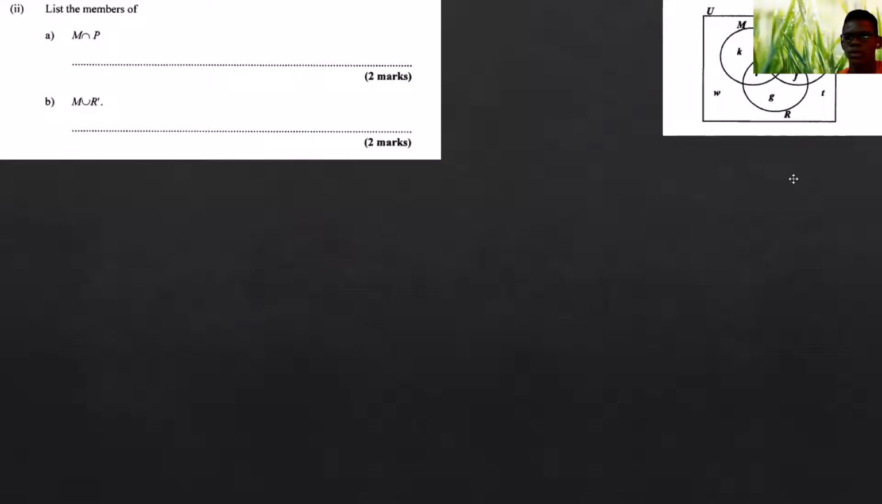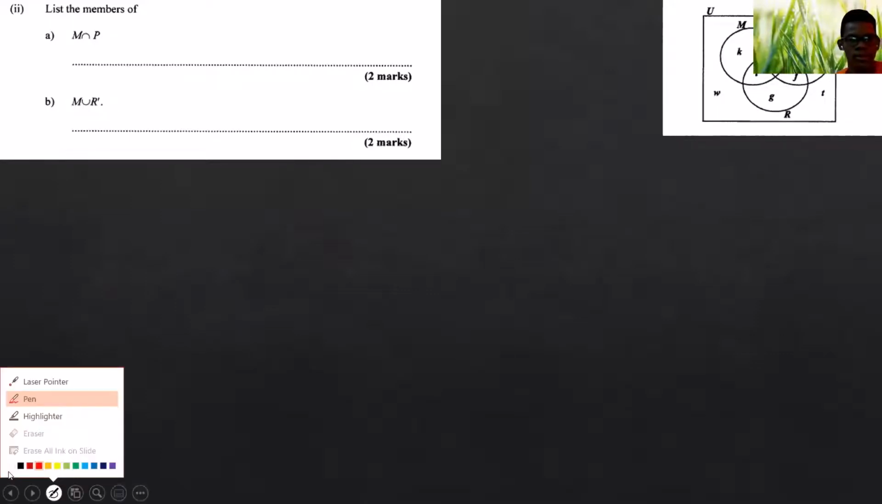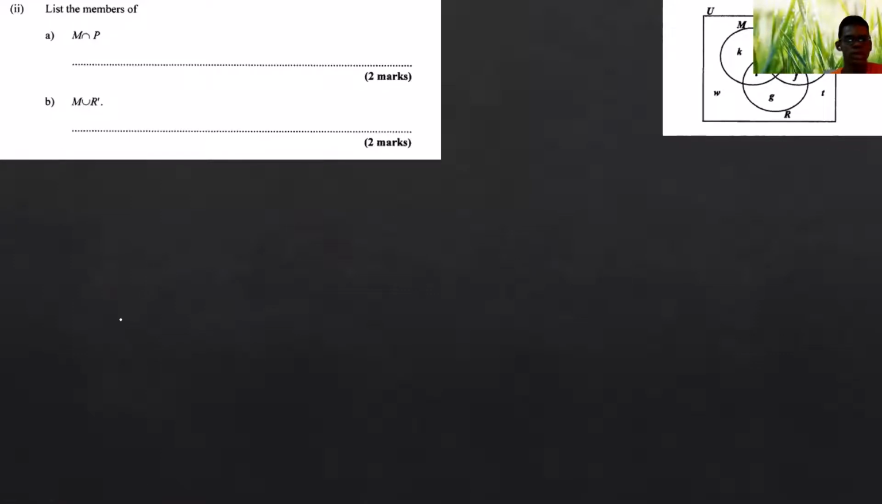Okay. So let's move on to the second part of the question, which asks us for M intersect P. Remember those set notations, right? This is my intersect sign, so I want to know what's inside M intersect P, right? So the elements in M intersect P, not the number of elements, but the elements themselves.